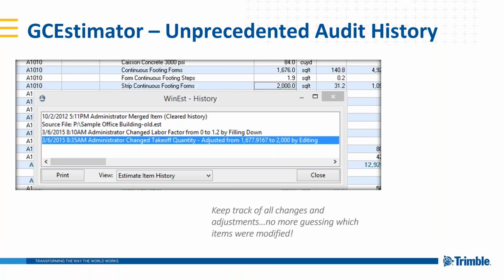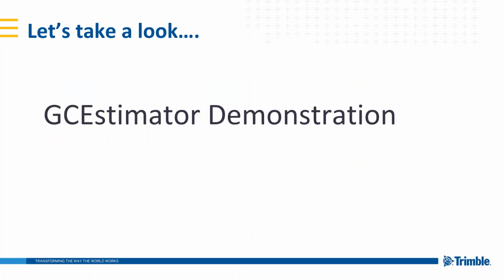So at any point in time, if you have any doubts, as a senior estimator or as an estimator, whether or not you have the right quantity or where the quantity came from, you can see it quickly and intuitively just by double-clicking on any item. So without further ado, let's jump into the GCEstimator suite.